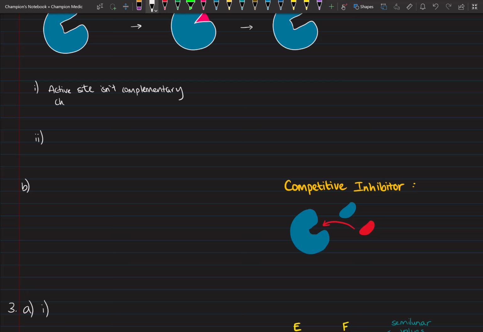And that it changes shape, so you could say it's flexible. And it allows an ES complex to form.